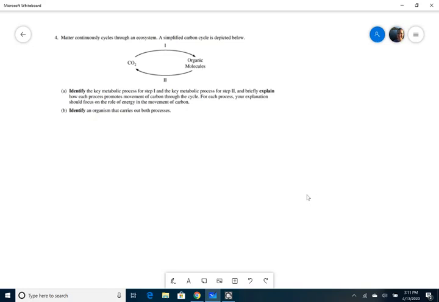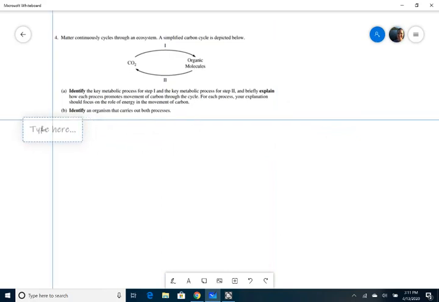And it says for letter A, identify the key metabolic process for step 1 and the key metabolic process for step 2. Briefly explain how each process promotes movement of carbon through the cycle. For each process, explain. Your explanation should focus on the role of energy in the movement of carbon. And then it says, for letter B, identify an organism that carries out both processes.